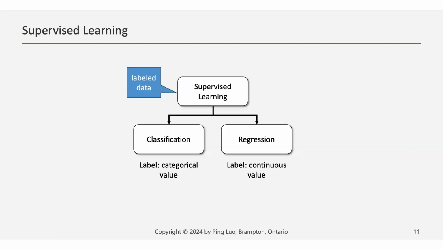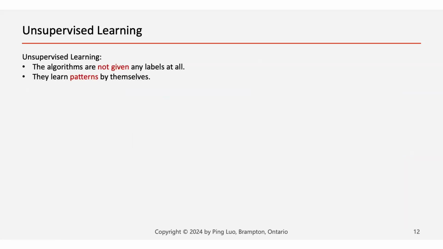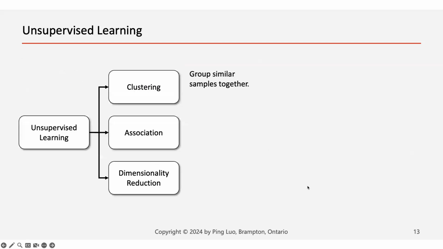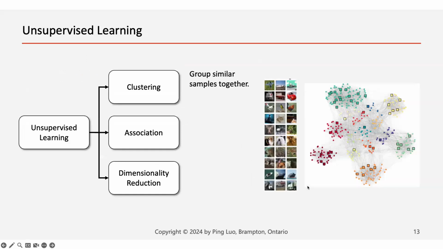Yeah, that's supervised learning. Basically, you just need labels for all the data. Another type of learning is called unsupervised learning. Apparently the algorithms are not given any labels at all, and the model just learns by itself. Specifically, there are three types: clustering, association study, and dimensionality reduction. Clustering is this kind of algorithm that just groups all the samples into different categories based on their similarities.